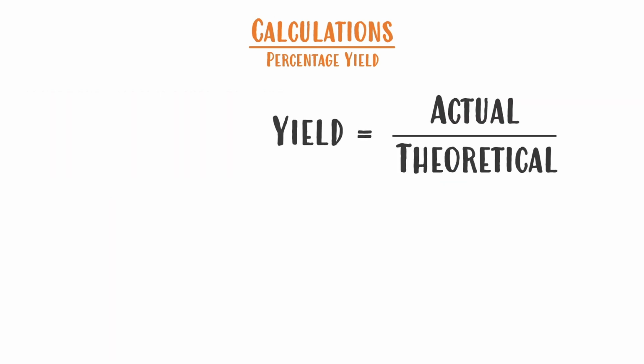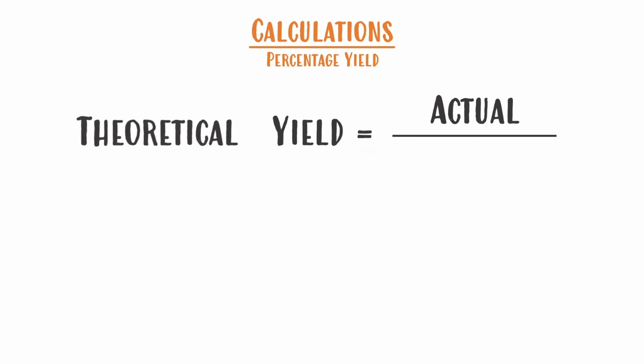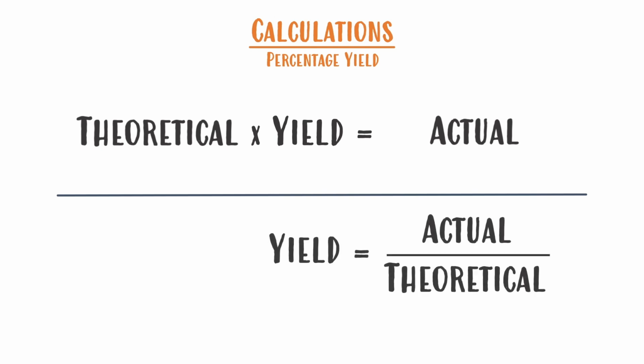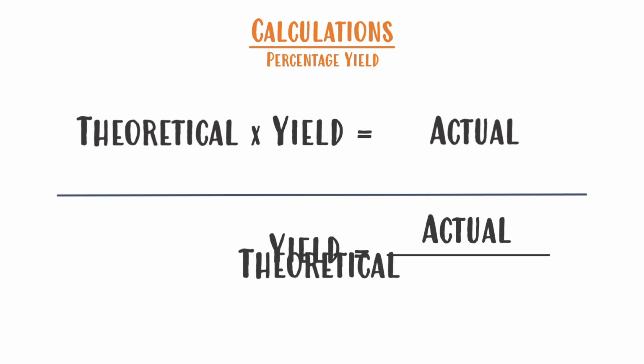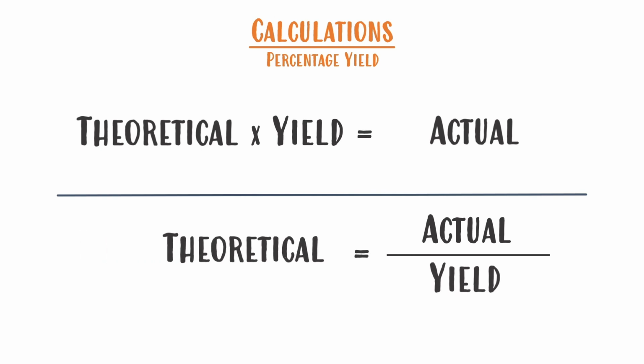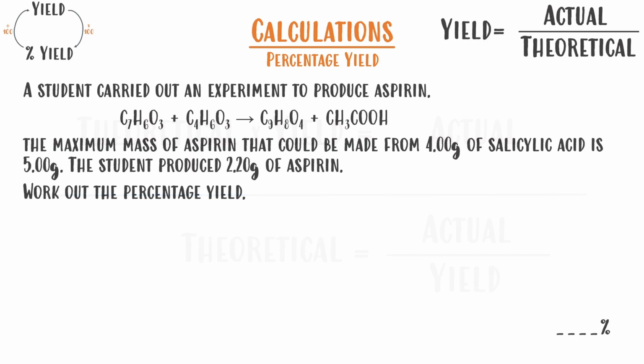Right, next we'll look at rearranging the equation. In order to work out the actual, we'll multiply both sides by the theoretical, giving us the actual is going to be theoretical multiplied by yield. And we can also make theoretical the subject. Again, start by multiplying each side, and now we'll divide both sides by yield, giving us theoretical is actual divided by yield. Let's look at some examples.